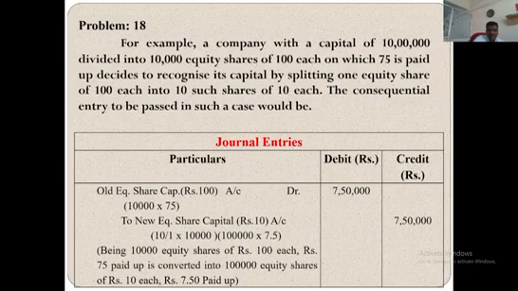So listen, 10,000 into 75, 7,50,000 rupees. The new equity share capital account, so 10 by 1 into 10,000. So 10,000 into 75, 7.5 is equal to 7,50,000. Being 10,000 equity shares of rupees 100 each, 75 paid up is converted into 1 lakh equity shares of rupees 10 each, 7.50 paid up.